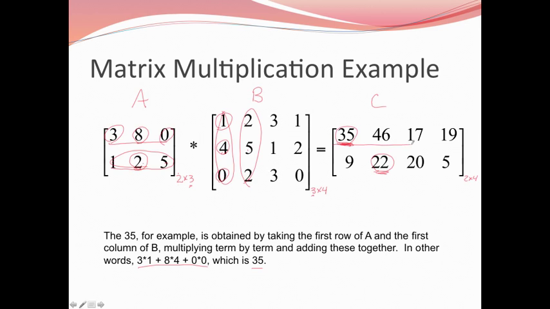So all of the values in the first row of C are going to be found by using the first row of A and in sequence the 4 different columns of B. And then the second row in C is going to be found using the second row of A and in sequence the 4 different columns of B. So pause this for a few minutes, take a few random elements in C and make sure that you understand how we arrived at these numbers.